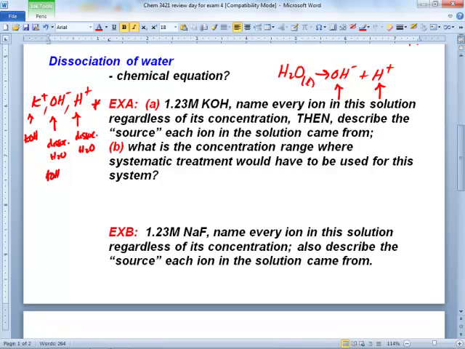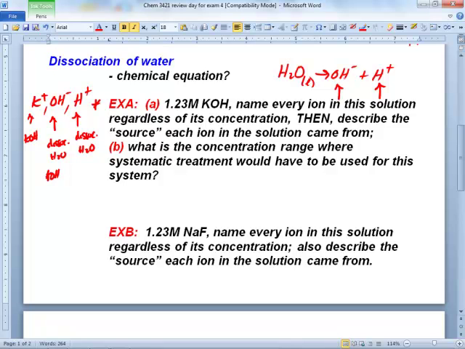John, what is the concentration range where a systematic treatment, remember that full systematic treatment, would have to be used for this system? In other words, what's the pH? If the question was what's the pH, what would you just do, John? Take the negative log, and then you get pOH, so then you subtract from 14. So that would work. So he's right.